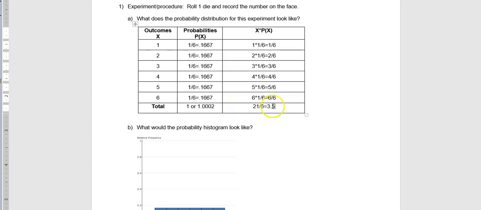So this is our mean, or our expected value. And in this case, it's the same thing we would get if we just added up the numbers from 1 up to 6 and then divided that by 6. So our expected value is 3.5.